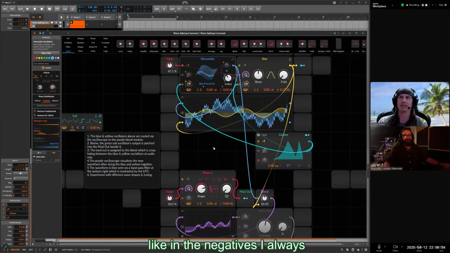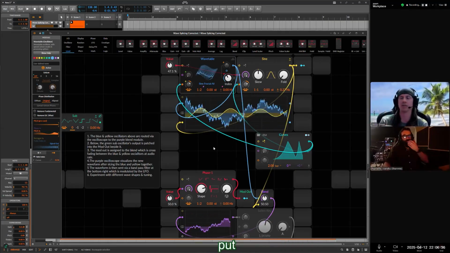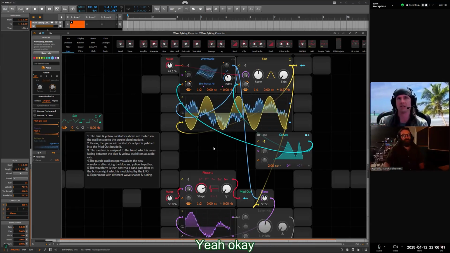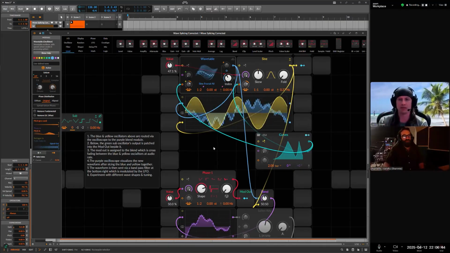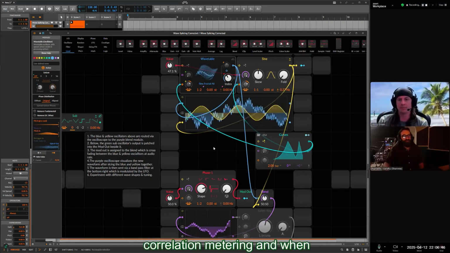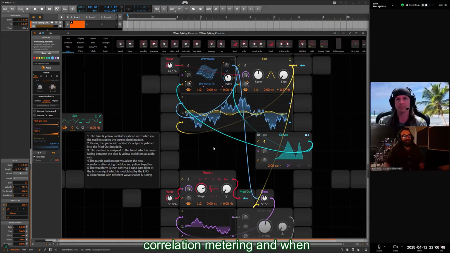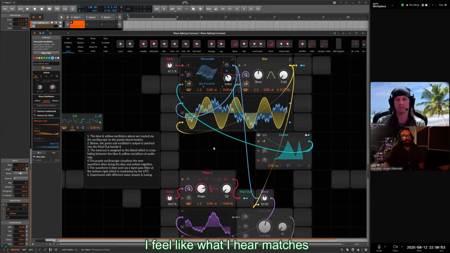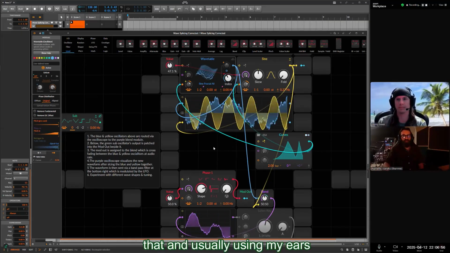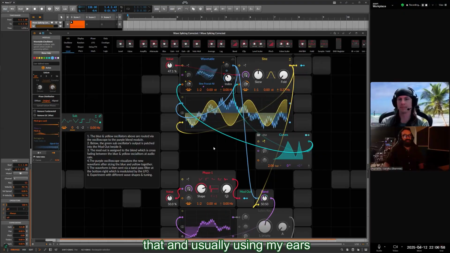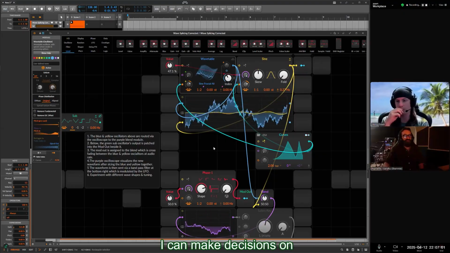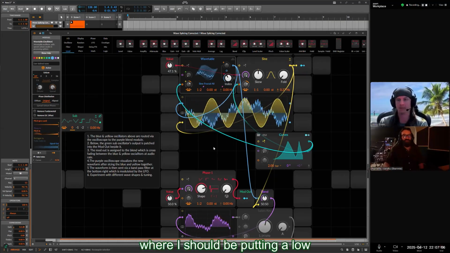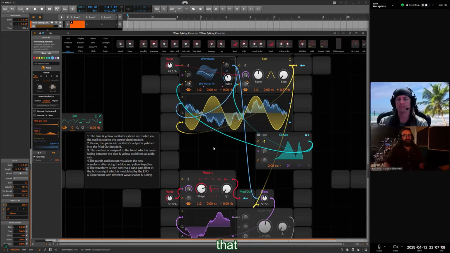And when I see something's in the negatives, I always put a cut on the sides, like in the lows, and that usually fixes it. I've had a bit of a look at the correlation metering, and when it goes into the wrong levels, I feel like what I hear matches that, and usually using my ears, I can make decisions on where I should be putting a low cut on the sides and things like that.